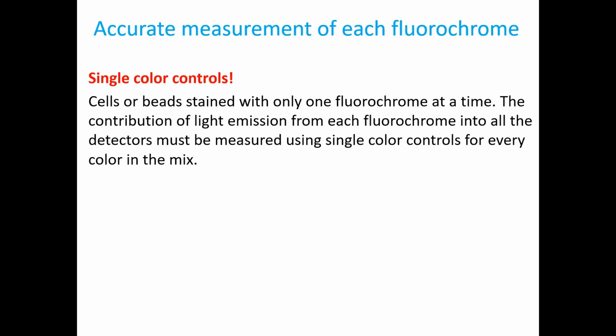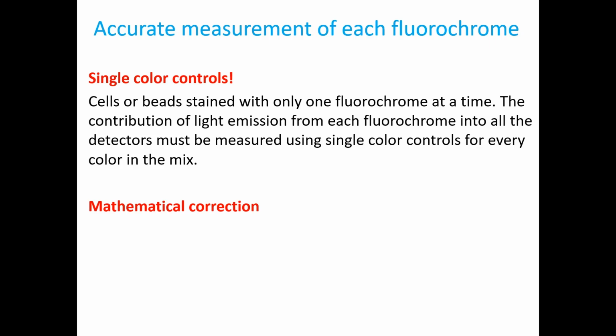So what do we do to get a true measurement of each fluorochrome's emission? First, we use single color controls. These are cells or beads stained with only one fluorochrome at a time. The contribution of light emission from each fluorochrome into all of the detectors must be measured using single color controls for every color in the mix.